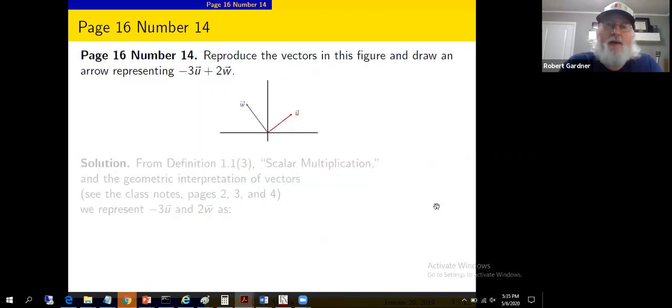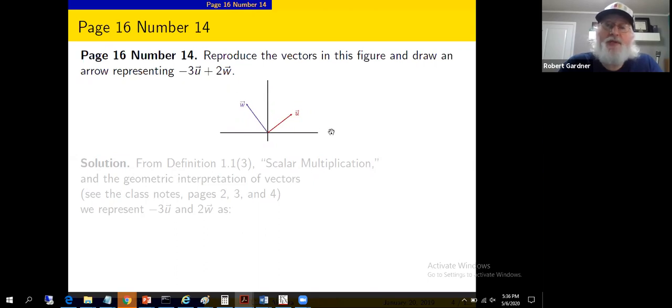Let's look at another example. Number 14, okay. This one's a little unclean. It would make an awful test question because it's subjective. It's a good question, other than that, because I can draw pictures and it indicates how to interpret the things we do to vectors: multiply them by scalars and add them together. The question in the book is stated as: reproduce the vectors in this figure and draw an arrow representing the vector -3u plus 2w.